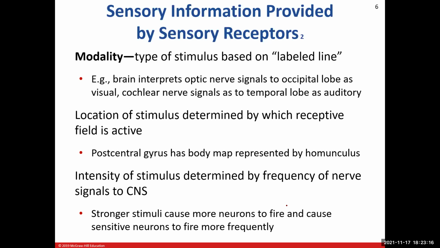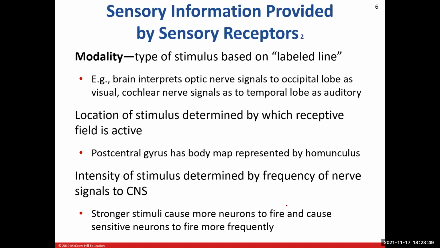Our next category is the location of the stimulus. Where is this happening? Well, this is where we talk about the receptive field, if it's a small receptive field or a large receptive field. For example, let's talk about touch, real easy. You are touched somewhere on your skin. That information is going to travel up to your somatosensory cortex in the postcentral gyrus.